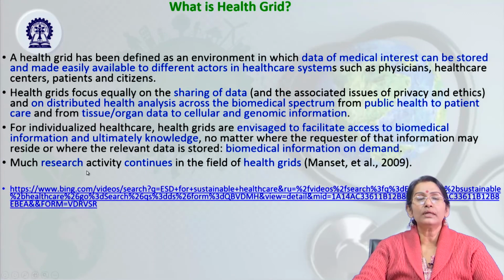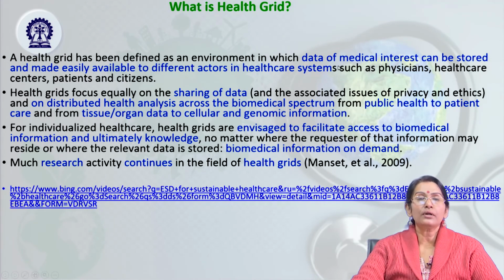So, here we can talk about a kind of health grid. So, what is this health grid? This health grid is a kind of system design, comprising the data of medical interest and medical-related information, made easily available to different actors in the healthcare system. We can say it is creating a database for all kinds of stakeholders, with information regarding physicians, doctors, healthcare facilities, available centers, patients and citizens.